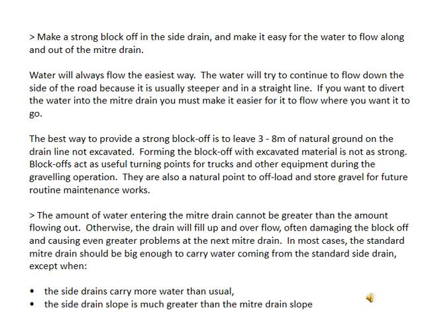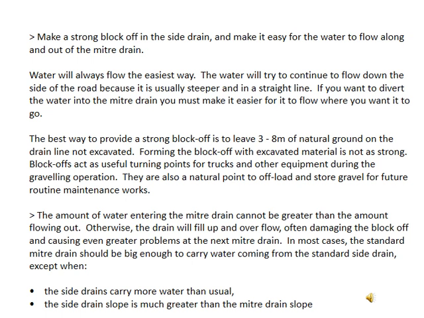The best way is to build a strong block off of at least 3 to 8 meters of the natural ground on the drain line. Not excavated, because forming the block from excavated material is not as strong. Block offs are also useful as turning points for trucks and other equipment during the graveling operation. They are also good points to offload and store gravel for future routine maintenance works.